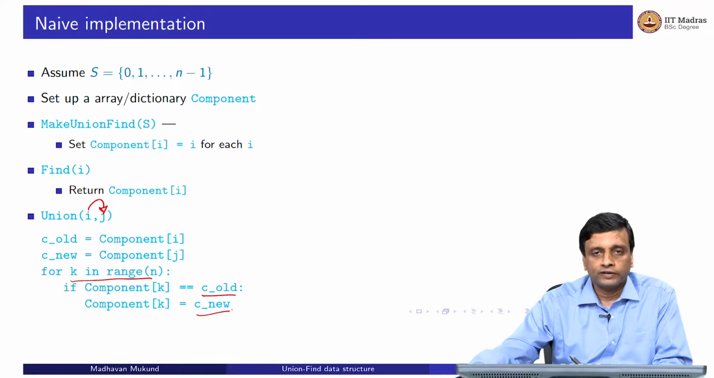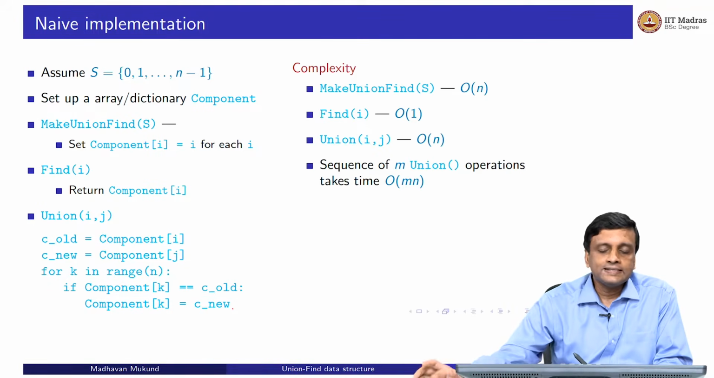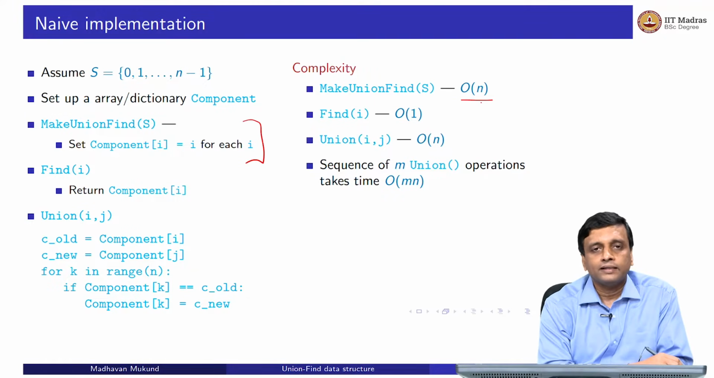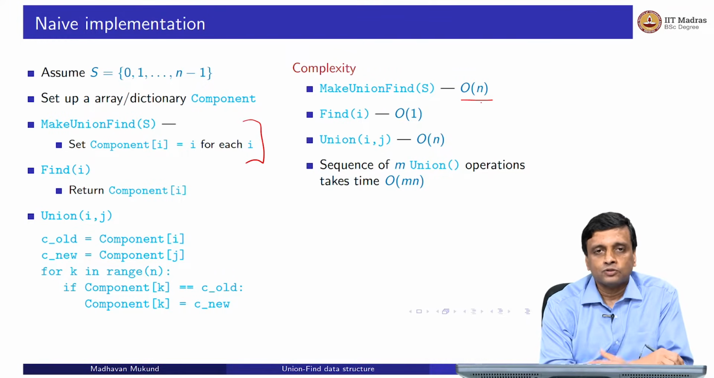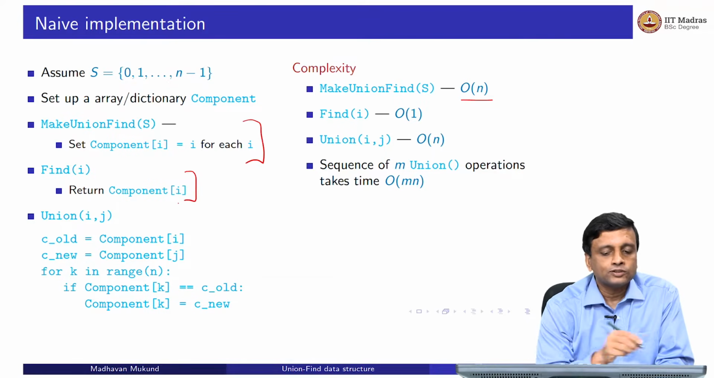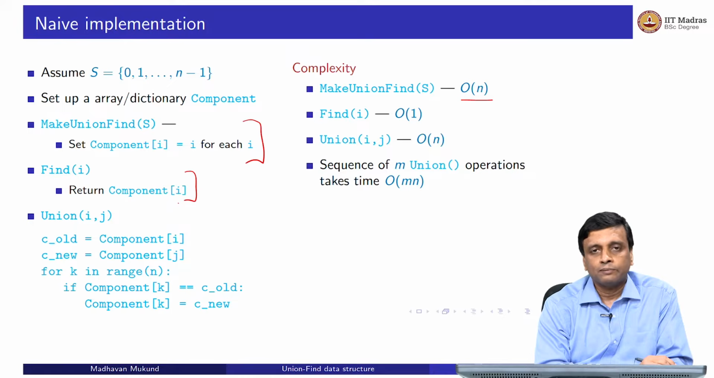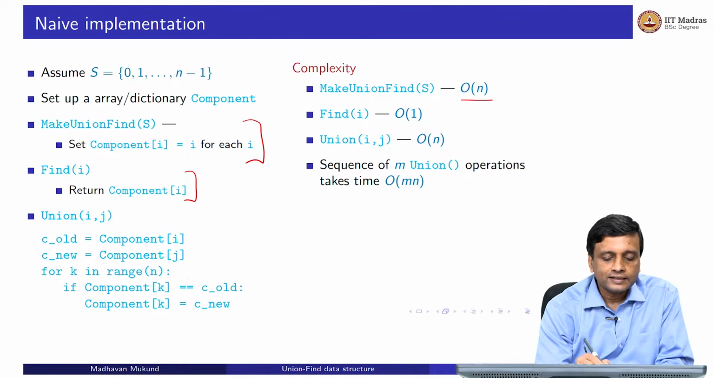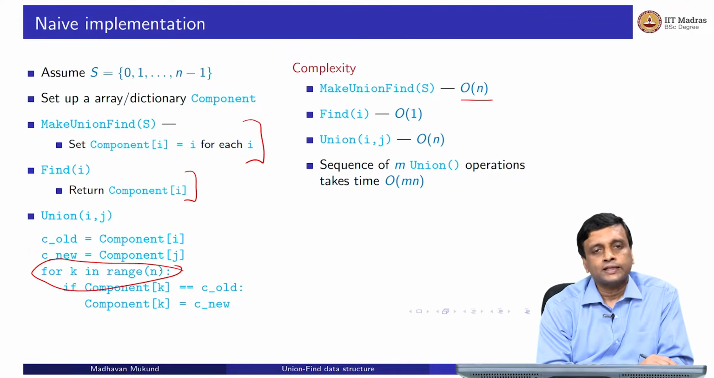So what does the component of i contain? With this, it's easy to see that make union find takes order n, because I have to go through and label the component number as i for every vertex i. This is just a simple linear scan across all the elements in my set. Find just looks up a dictionary. If we assume that it's a dictionary or an array with a constant time lookup of the ith element, then in constant time, or O(1) time, I will find the component for a given element i. But union, as we can see, takes time proportional to the size of the set, because I have to go through every element in the set and check if it has to be merged or not. Whether or not it has to be merged, I have to check it.